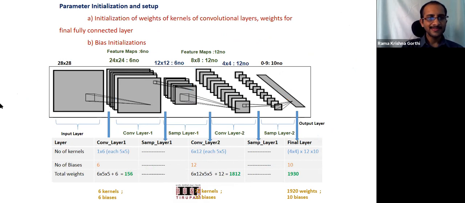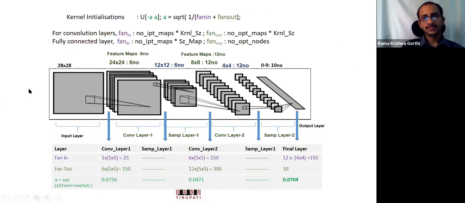As discussed, the kernels are connected with the input maps and the output maps, and the kernel dimension is also involved in initialization, because we essentially want to do some kind of normalization such that W transpose X plus B, the weighted sum, roughly stays in the same range, around 0, with both positive and negative values being there.